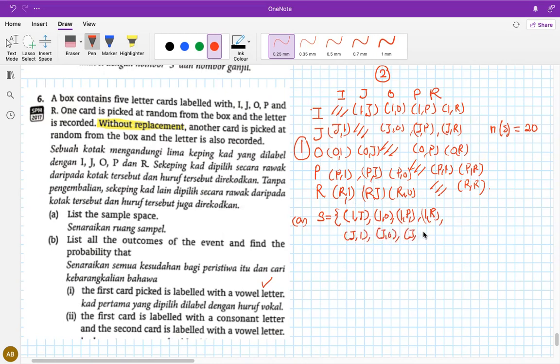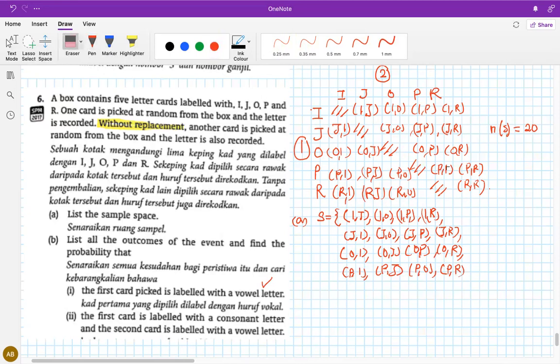So JO, this is a bit tedious, what I said. Okay, JR, then OI, OJ, OP. It's better to do it slow. Okay, if you do it fast, then it's wrong. No one is going to pity you, right? Because, all right, you see here, I made a mistake already.